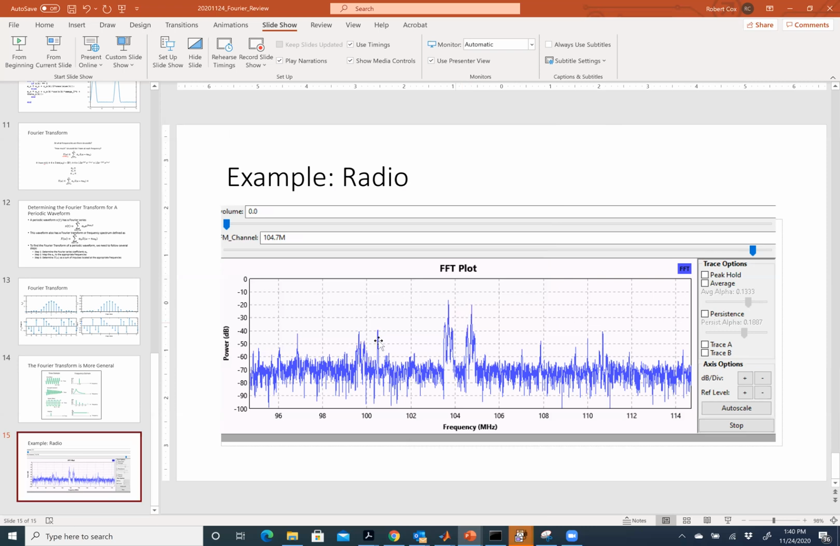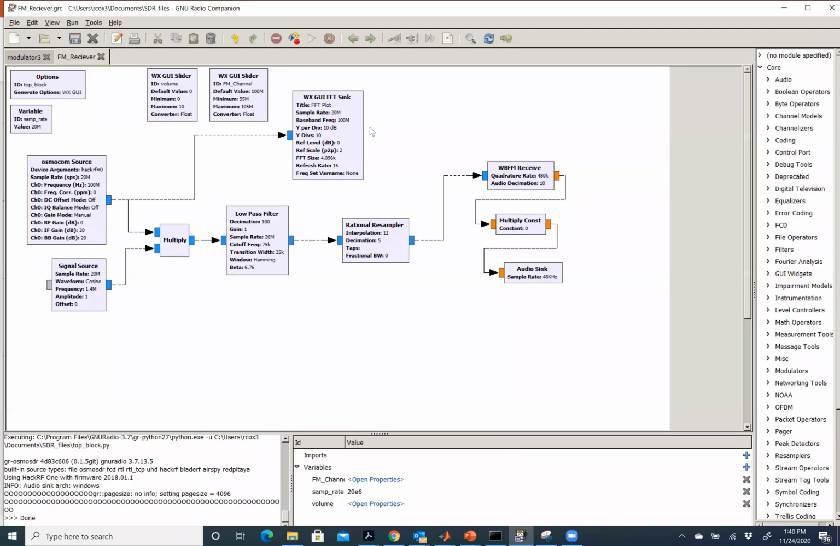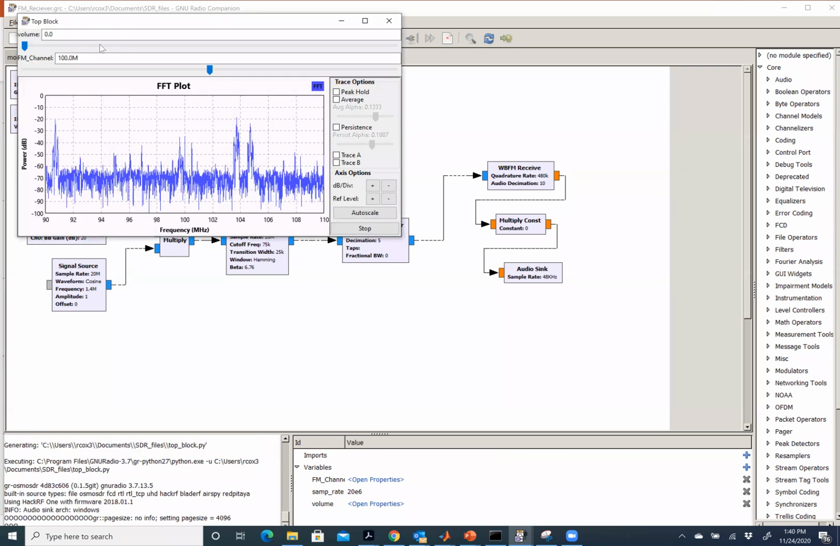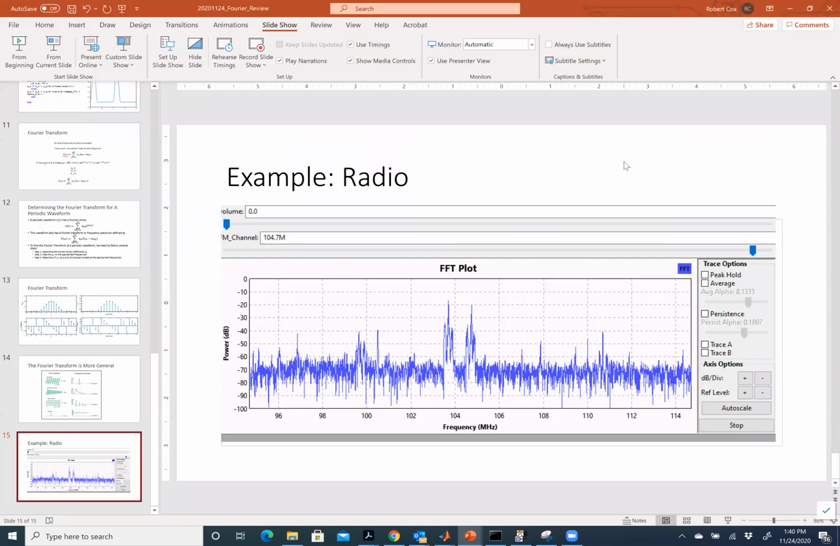what this tells me is wherever I have spikes, those are the amplitudes of sine waves that I have in my waveform. Let me try it one more time, see if it'll work. All right, I can turn up the volume a little bit, and you can see the amplitudes change a little bit over time. This one is kind of dancing around. Anyway, you get the idea of what's going on with this particular waveform.